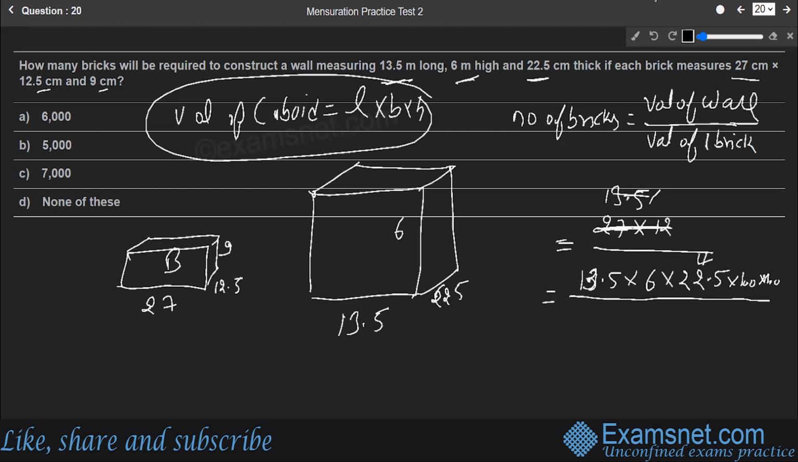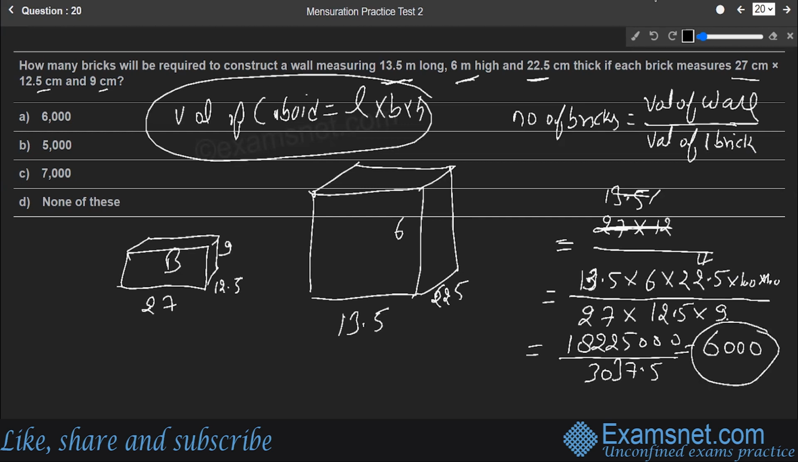Now volume of one brick. All the dimensions of the brick are given in centimeter only, so we don't need to convert. So it's going to be 27 into 12.5 into 9. If we solve this further, the numerator comes out to be 18,225,000 and the denominator comes out to be 3037.5. If we divide, this comes out to be exactly 6,000 bricks. So 6,000 bricks can be used to construct that particular wall.